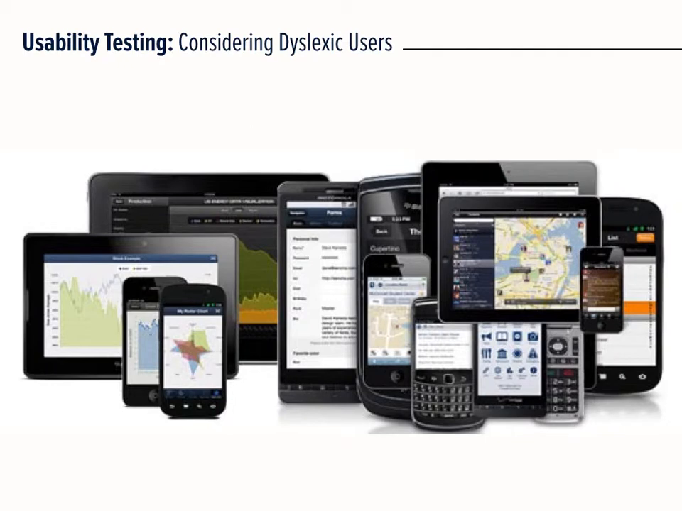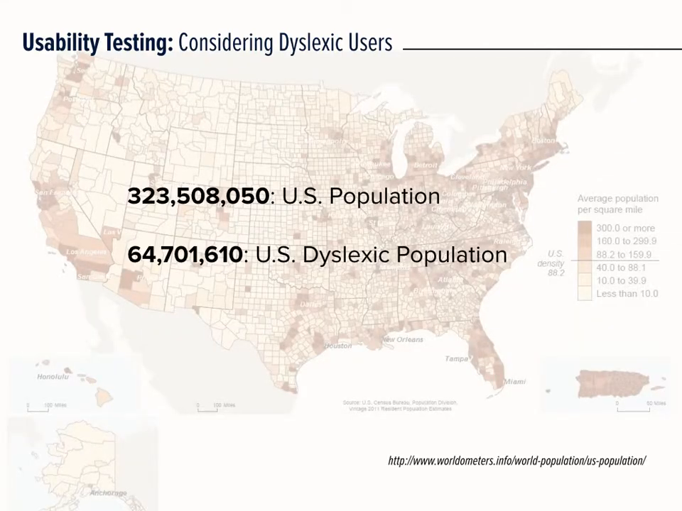Many dyslexics can benefit greatly from the use of devices such as tablets, smartphones, and computers. 20% of the U.S. population struggles with some form of dyslexia, and dyslexics tend to rely heavily on devices to aid or cope with the areas they struggle with. This means that a large and significant portion of users of these devices are dyslexic.